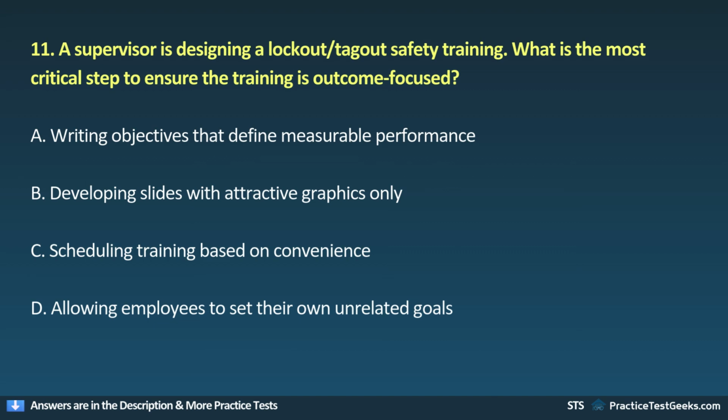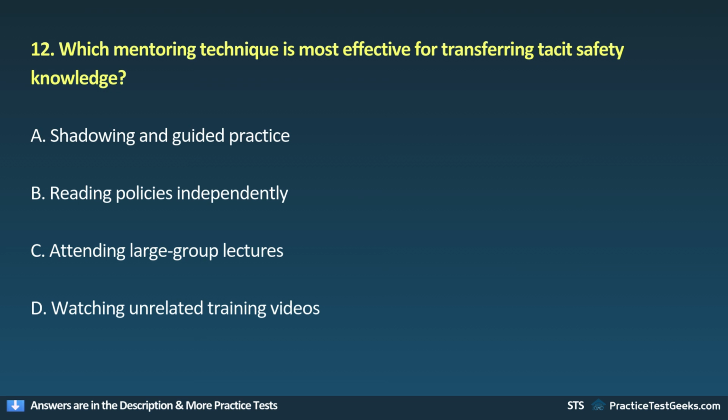A. Writing objectives that define measurable performance. B. Developing slides with attractive graphics only. C. Scheduling training based on convenience. D. Allowing employees to set their own unrelated goals. 12. Which mentoring technique is most effective for transferring tacit safety knowledge?